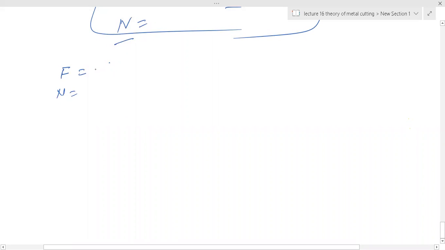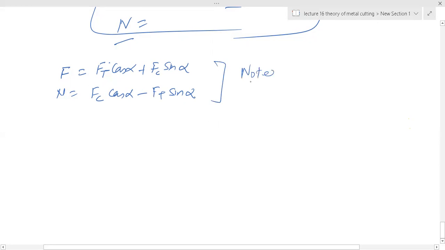So F is equal to Ft cos alpha plus Fc sin alpha, and N is equal to Fc cos alpha minus Ft sin alpha, because it is there in my notes. So I think you people could have got it. Rajesh Sharma got it. It is there, man, in my notes.